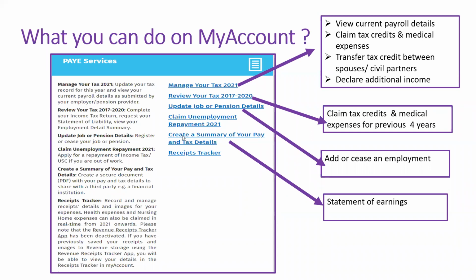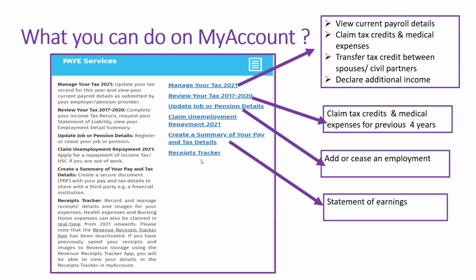The next section is you can create a summary of your pay and tax details. So if you're looking for something similar to a P60, like a statement of earnings or proof of earnings, click on that tab there in the home screen and select your year, and that will give you a document that you can save in a PDF format.